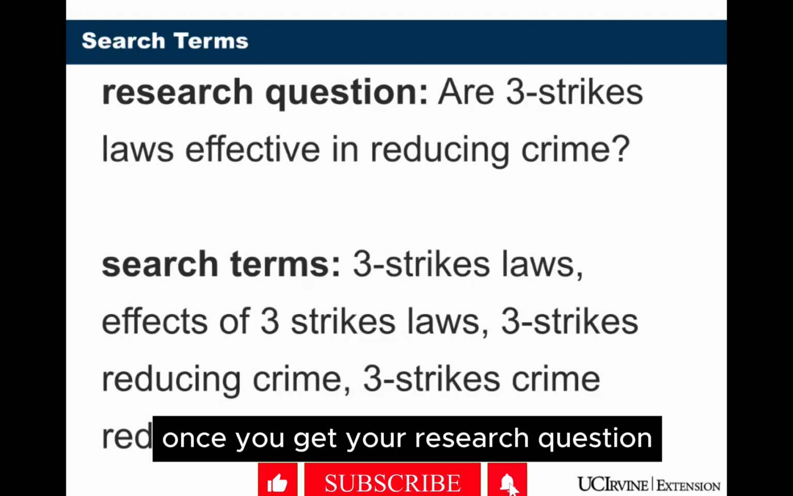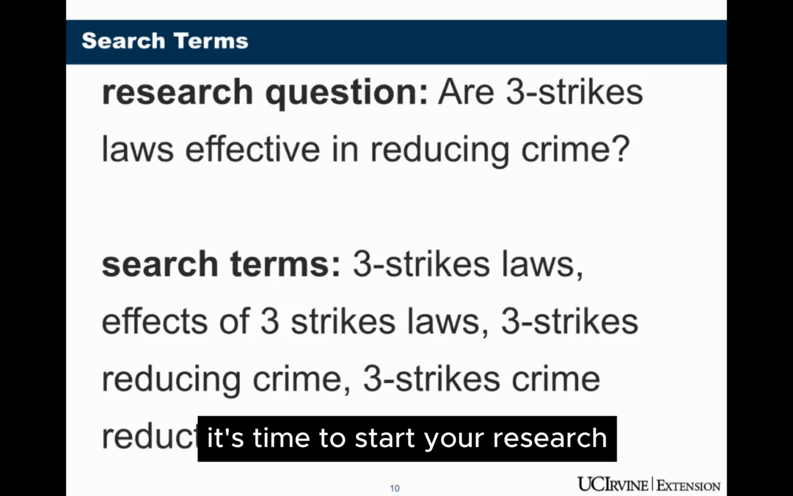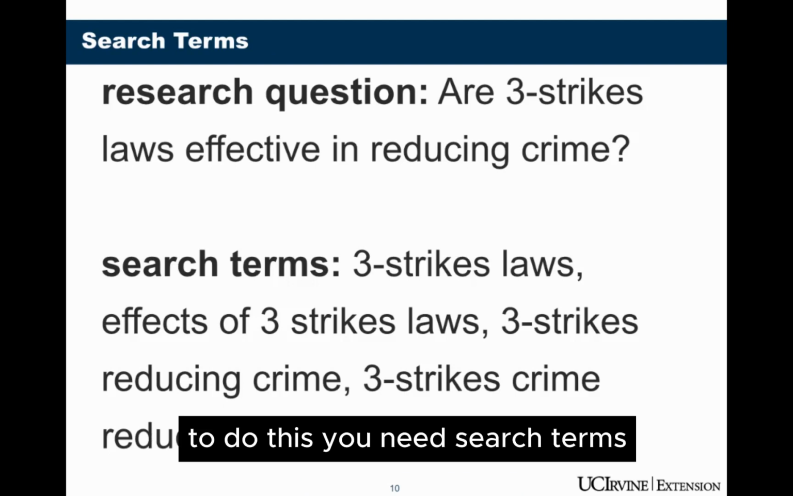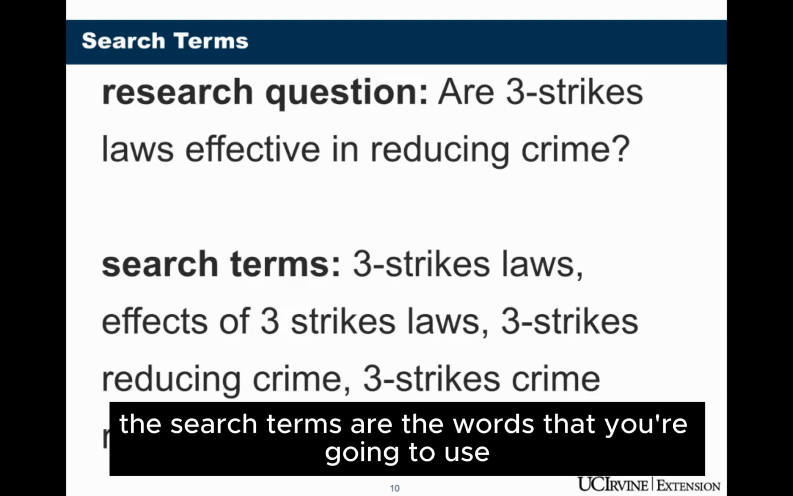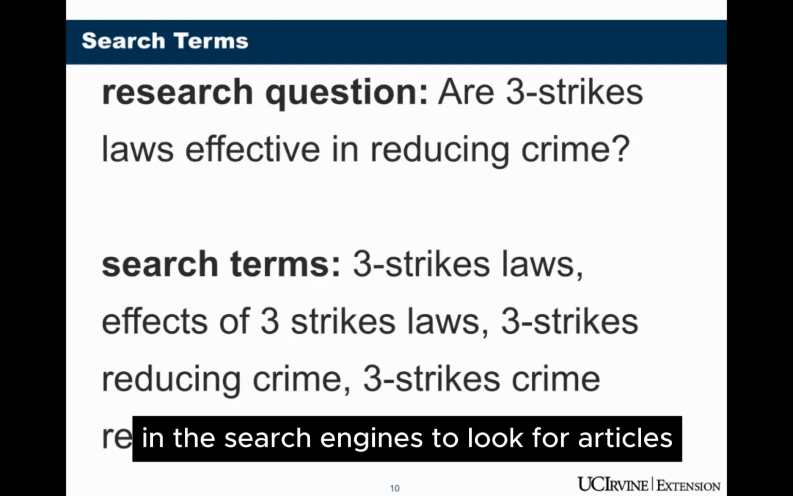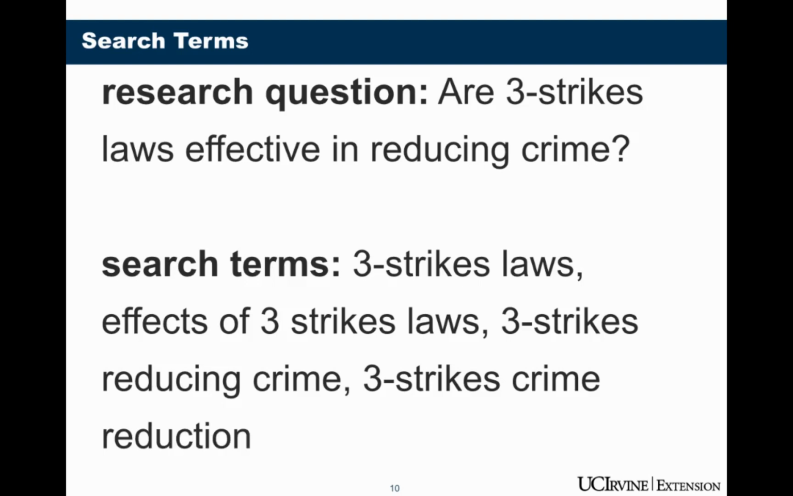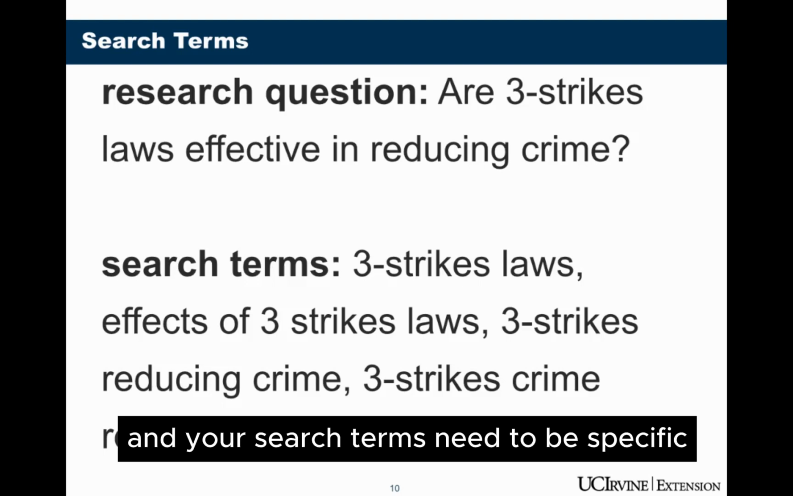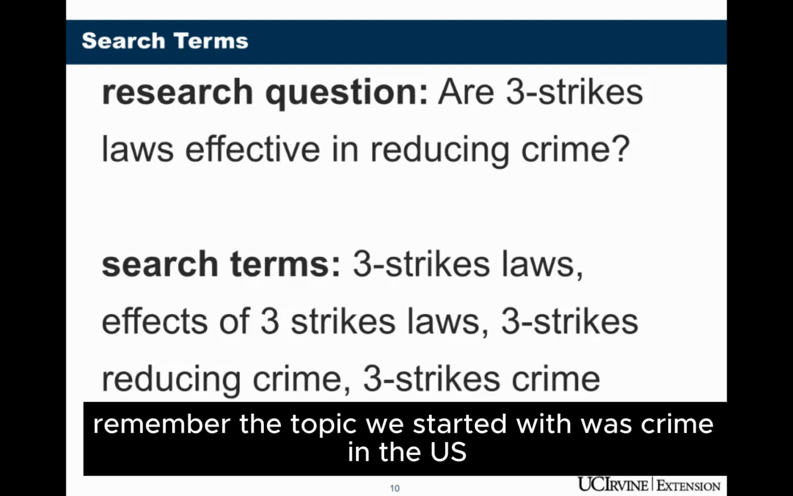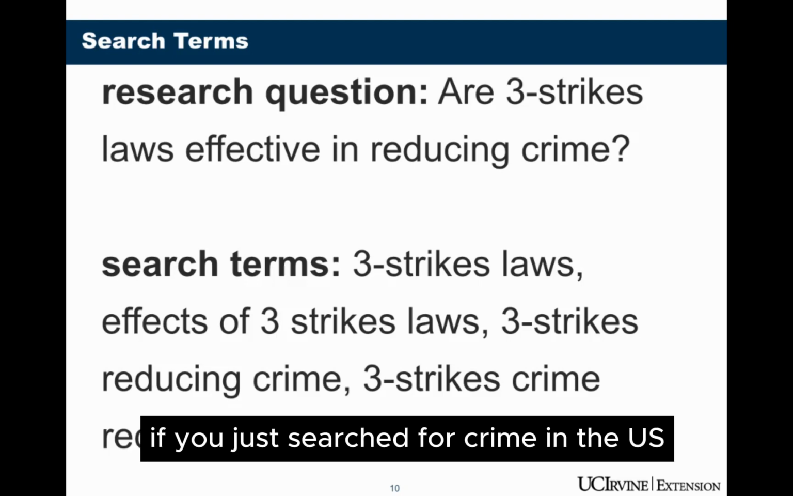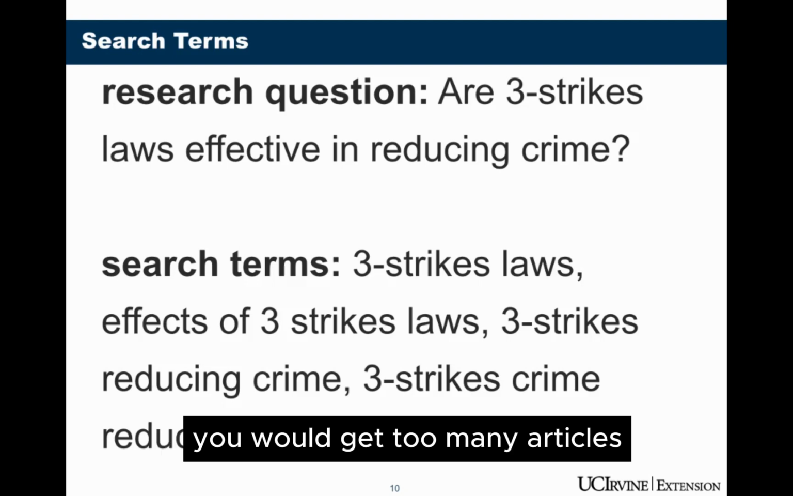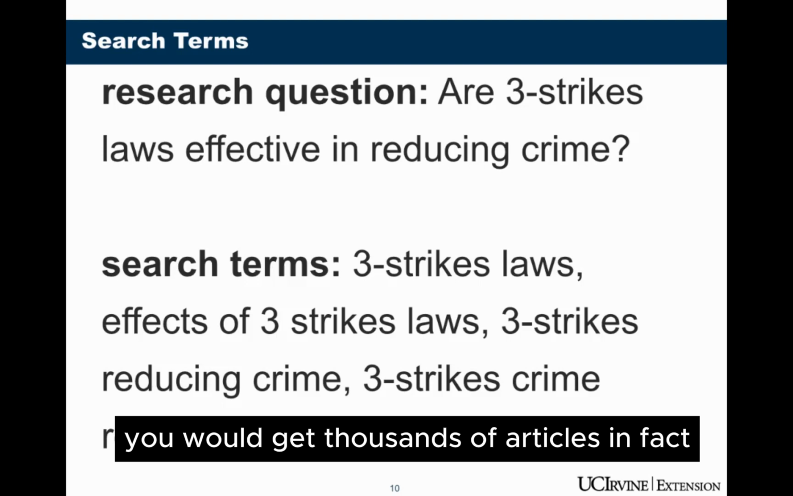Once you get your research question, it's time to start your research. To do this, you need search terms. The search terms are the words that you're going to use in the search engines to look for articles. And your search terms need to be specific. Remember, the topic we started with was crime in the US. If you just searched for crime in the US, you would get too many articles. You would get thousands of articles, in fact.